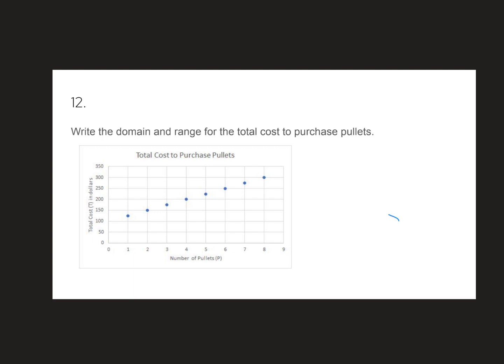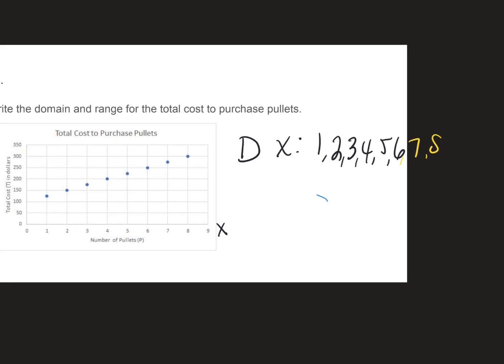So domain is the x. And here, along the x-axis, we list them smallest to largest, left to right. So the very first x value is 1, and we've listed 1, 2, 3, 4, 5, 6, 7, and 8.